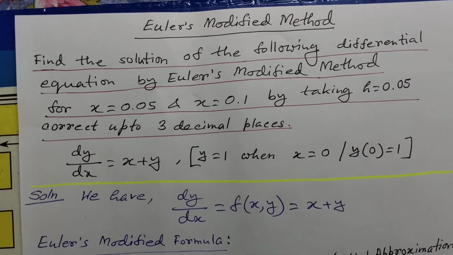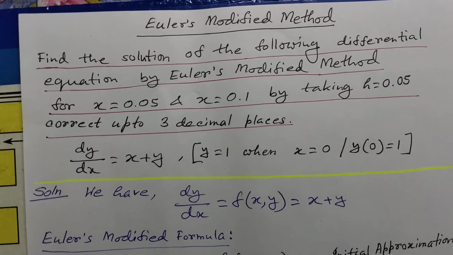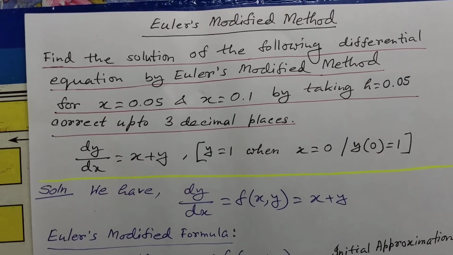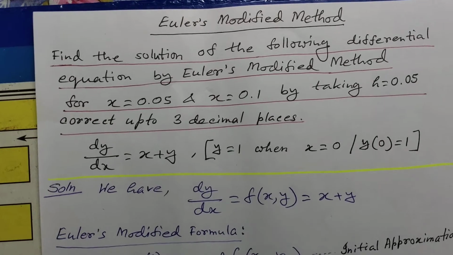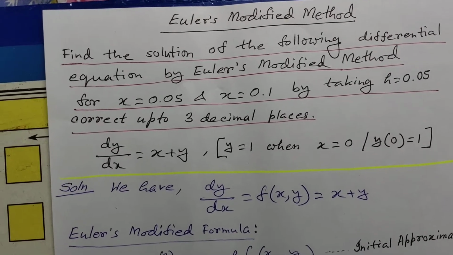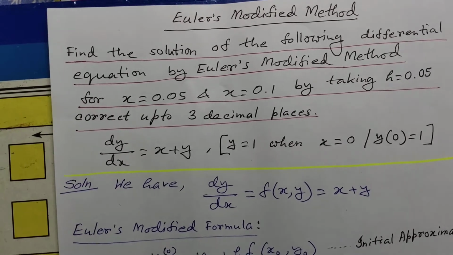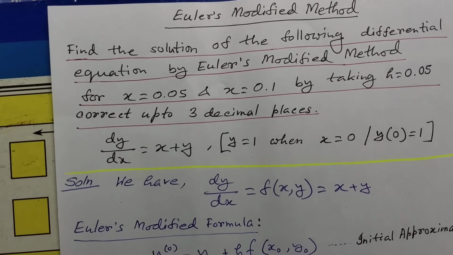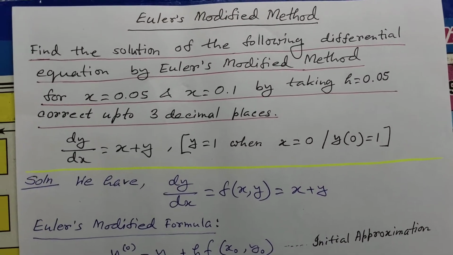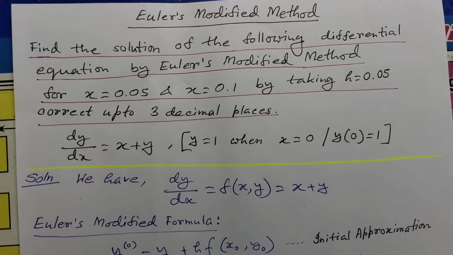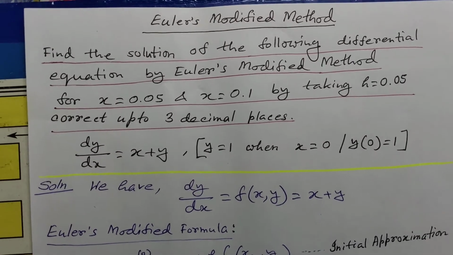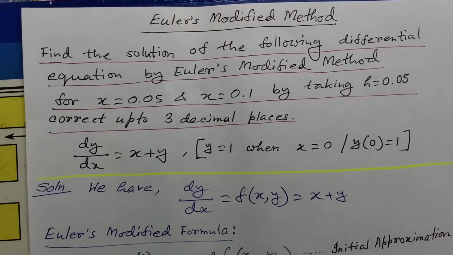Hello everyone. In this video I am going to discuss one example to solve an ordinary differential equation using the modified Euler's method. In my previous video I told you what the modified Euler's method is, and we have already solved one example using that method. If you want to watch it again, the link is given in the description box. You can just click on the link and watch it fully.